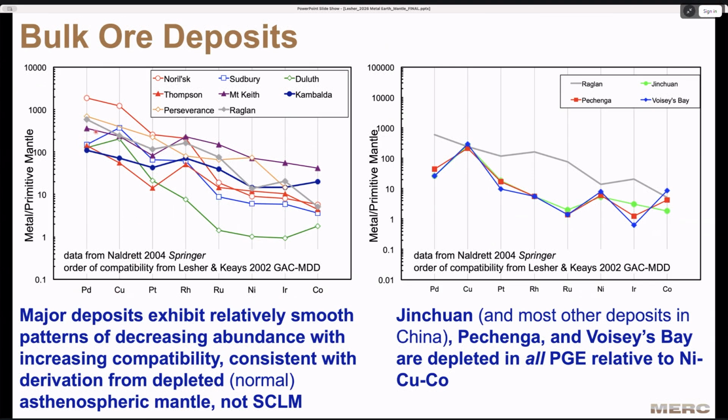And the komatiite-hosted ones give a fairly regular pattern across here. There's a little bit of fiddling that could be done with this order because there's a lot of scatter that goes into these averages. But in general, that's the order of compatibility, which is different from the way you'll see it in some published plots.